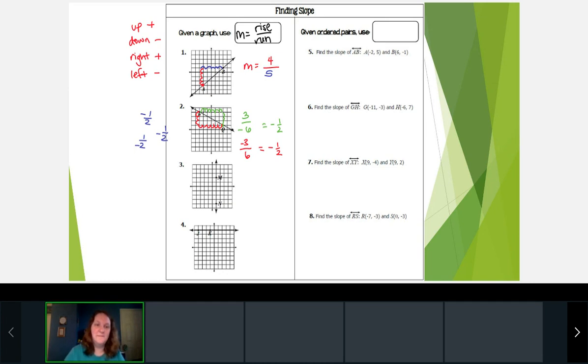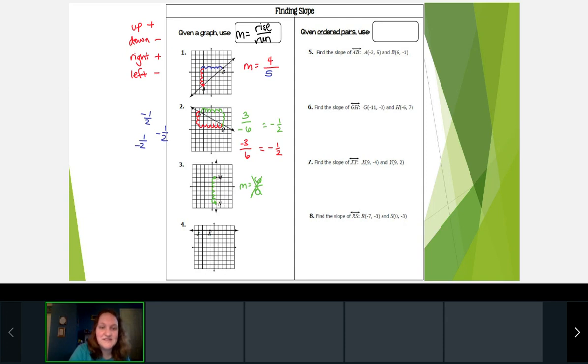All right. Let's look at number 3. Interesting. Number 3. I'll do green. Okay. I'm going to start at N, and I want to go to M. How many do I rise? I rise 6. How many do I run? 0. Felt almost like a trick question. We can't divide by 0. That's mathematically illegal. You cannot divide by 0.